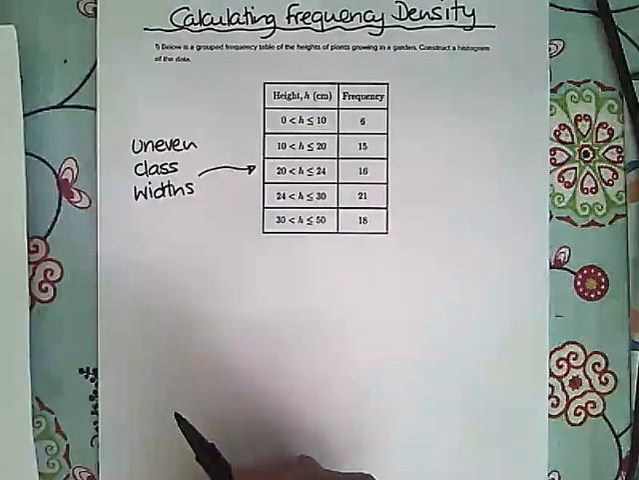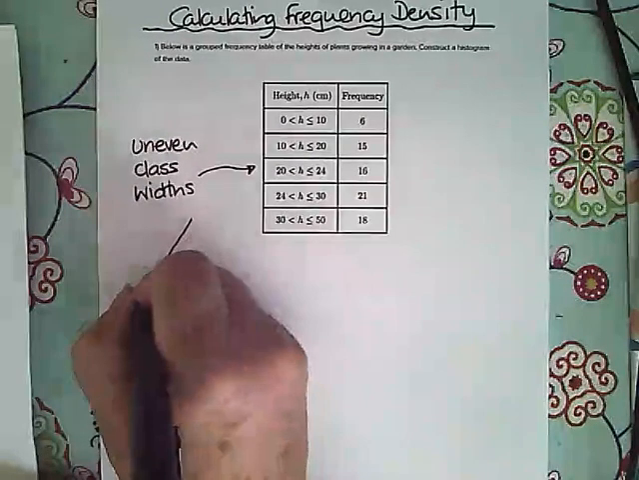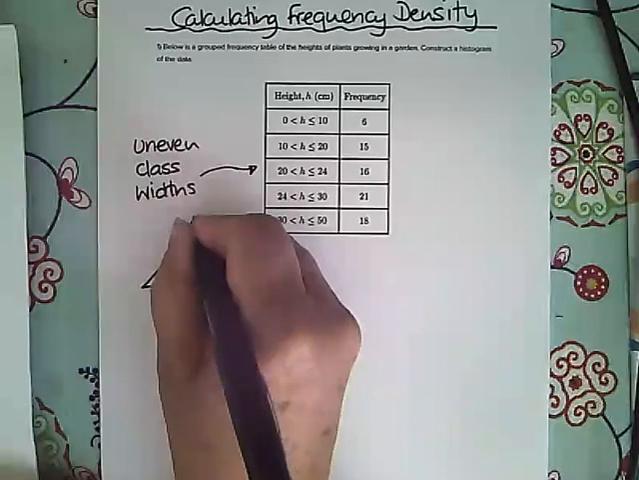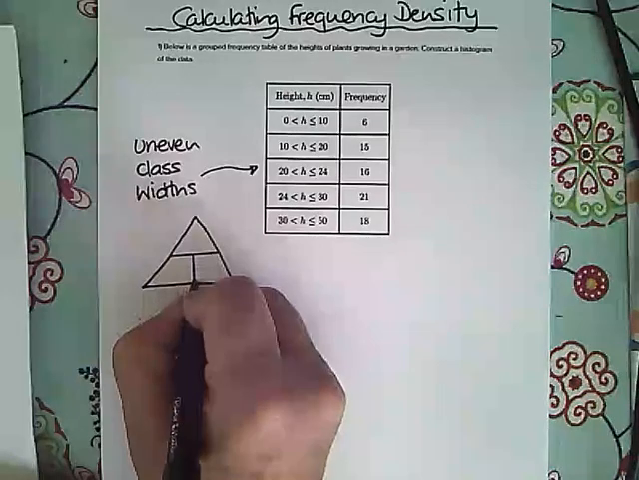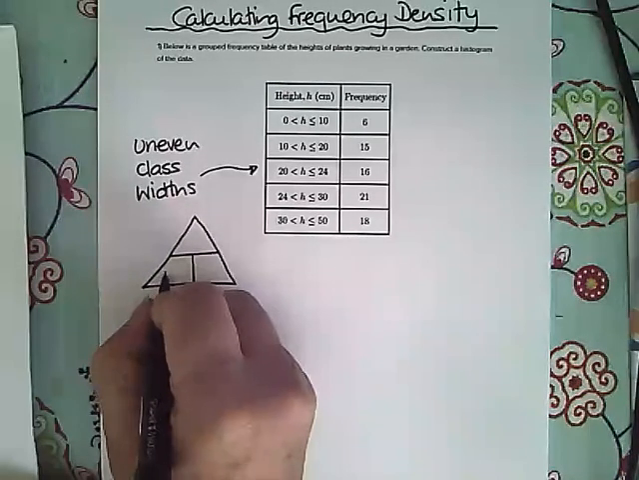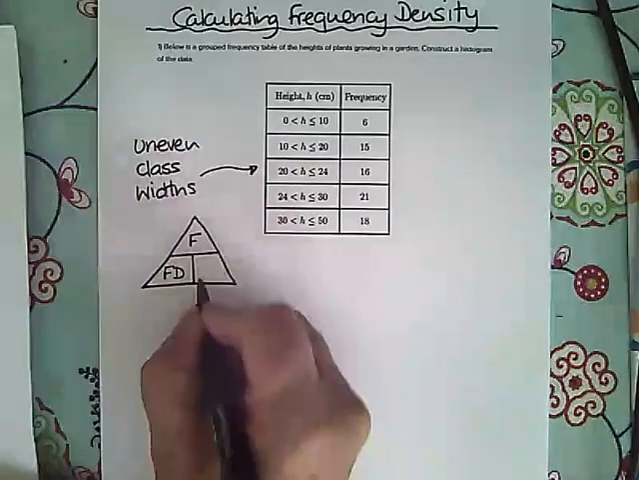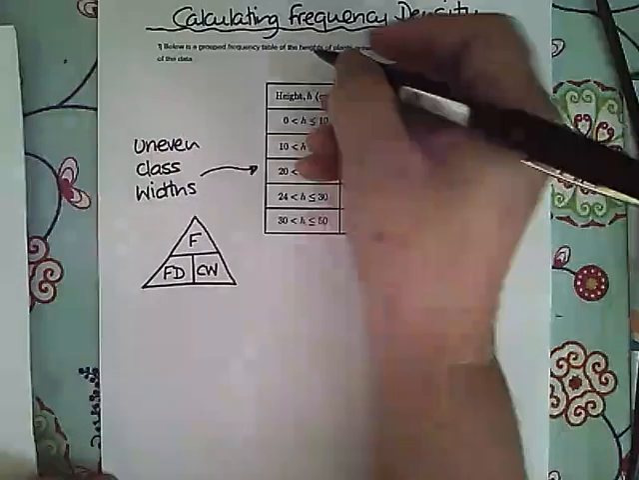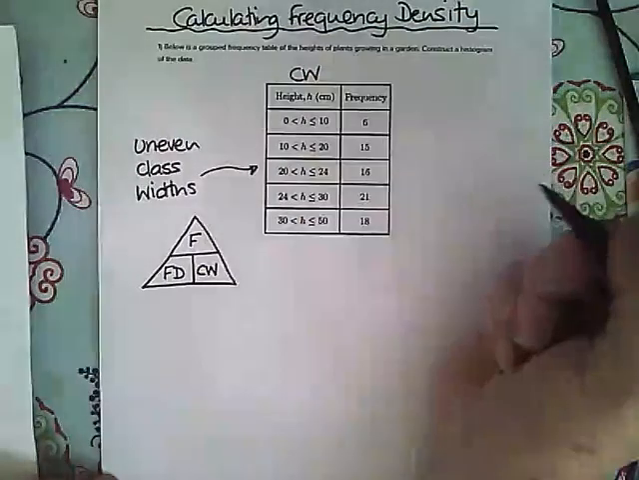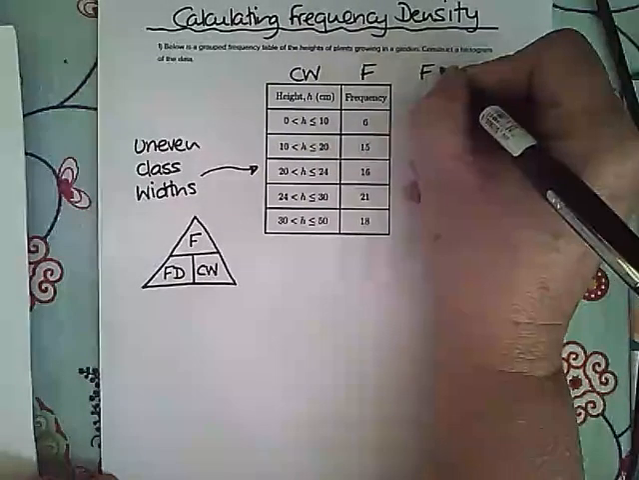Now we have a formula for calculating the frequency density, and it's a triangle formula, so you can cover up whatever you are looking for. It's one of those triangles, and we have the frequency density is equal to the frequency divided by the class width. This is the class width, this column here. This is the frequency, and we're going to be calculating the frequency density.